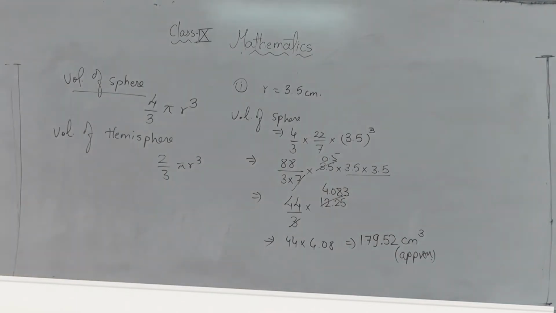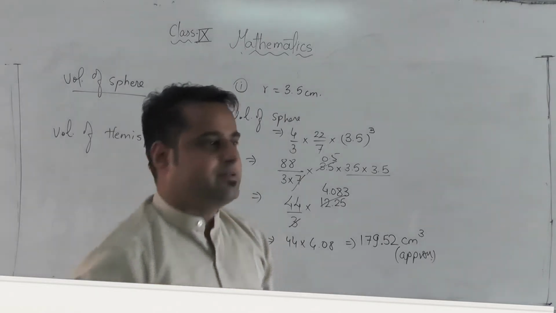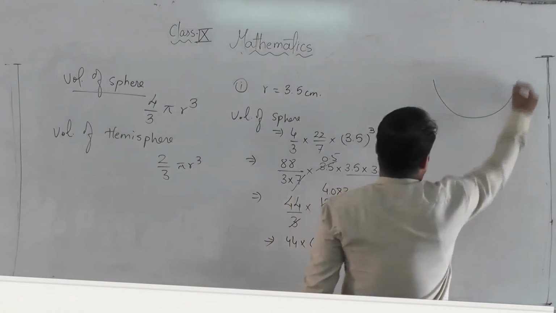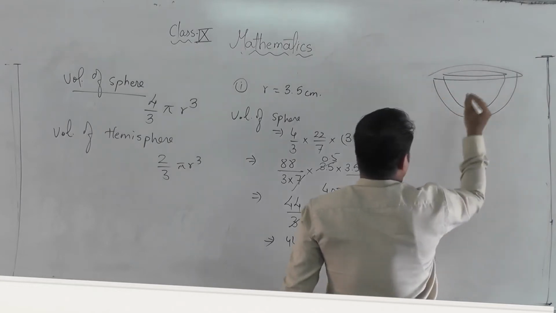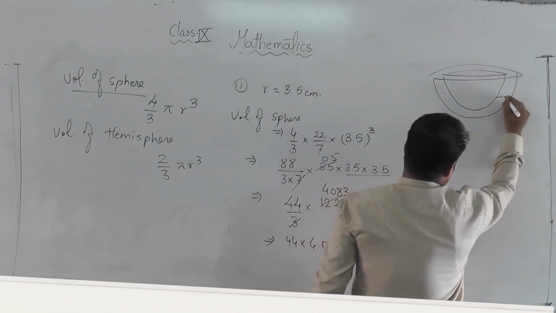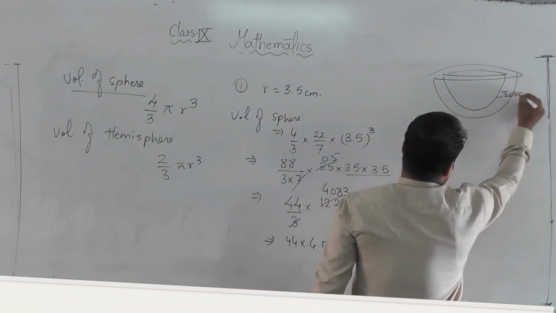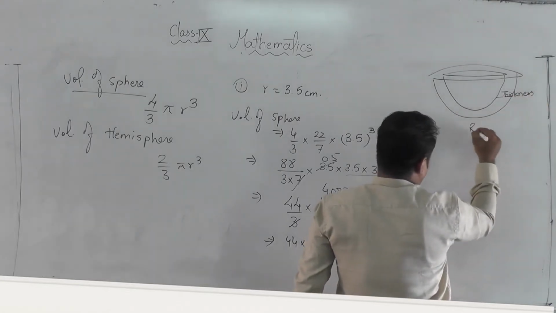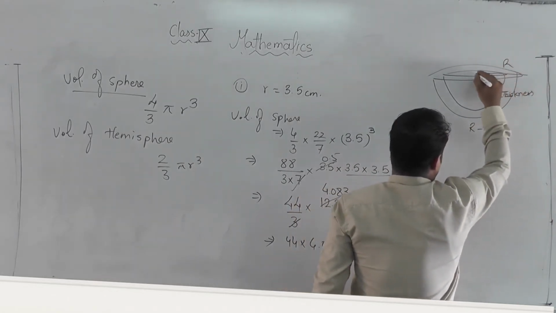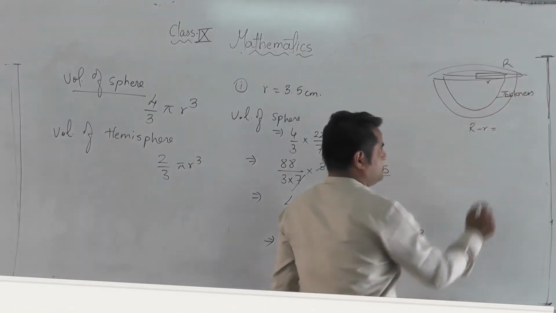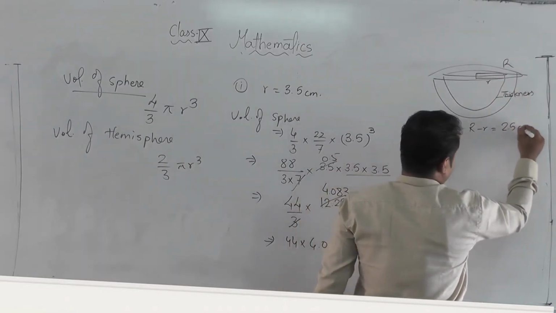Now see, one hemispherical question we can see now. Suppose a hemispherical bowl is made of steel 0.25 centimeter thick. Now we are talking about a bowl which is 0.25 centimeter thick. This is the thickness. Thickness can be described by R minus r, because the greater radius minus the smaller radius results in the thickness, which gives us 0.25 cm.